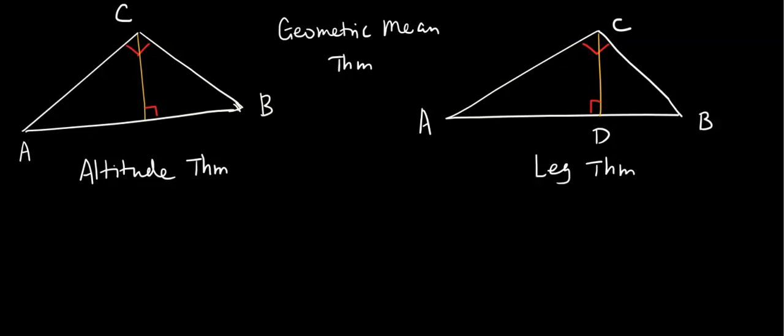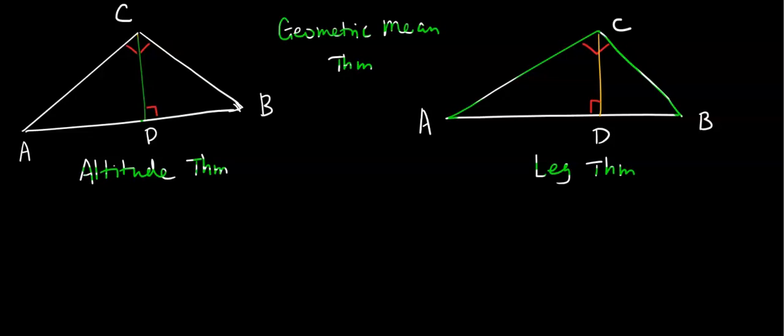Welcome back. In this lesson, we're going to learn two new rules. Both of them have the same name, geometric mean theorem. The one on your left-hand side is the altitude theorem. So we're going to focus on altitude, whose name is CD. That's altitude CD. The one on your right-hand side is called the leg theorem. We're going to talk about leg AC, the long leg, and leg BC, the shorter leg.